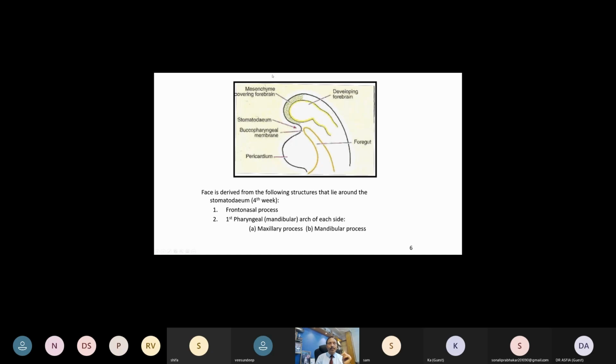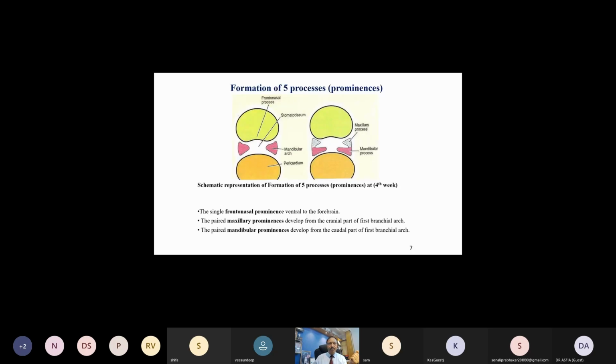Now, this is how the embryo looks. There is a developing forebrain. This is the mesenchyme covering the forebrain, and this is the future mouth, the stomodeum area. These are the buccopharyngeal membrane here, the pericardium, and the foregut here. This develops into a frontonasal process in the 4th week, and the face is derived mainly from the frontonasal process and the first pharyngeal or the mandibular arch, which divides into 2, a maxillary process and a mandibular process.